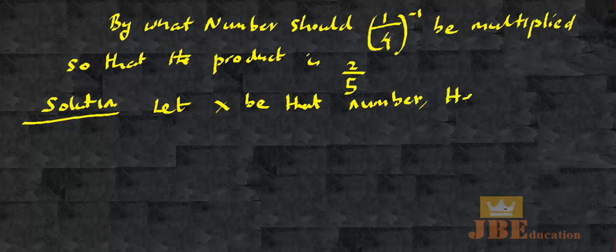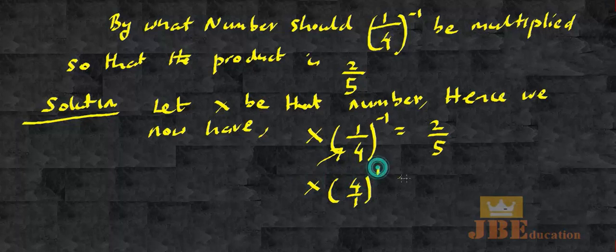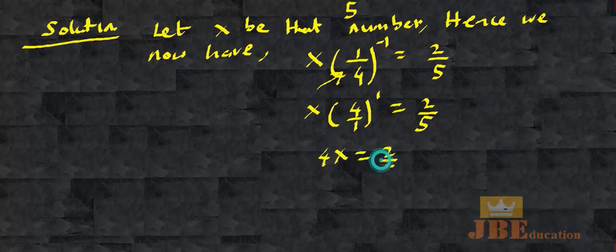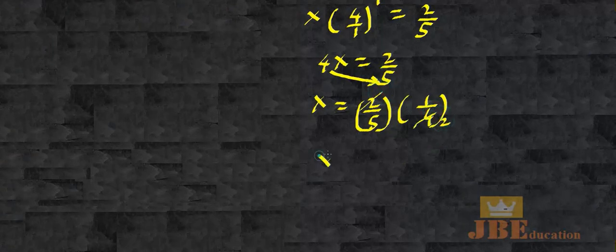Okay, hence we now have x multiplied with 1 divided by 4 raised to the power negative 1 should be equal to 2 over 5. Okay, so now this quantity which you see here can be rewritten as x times 4 divided by 1 raised to the power 1 equals 2 over 5, right? Which is nothing but 4 times x equals 2 over 5. We need x, so bring the 4 down. That would be x equals 2 over 5 multiplied with 1 over 4. Now 2 divides 4 twice, so x is going to be 1 divided by 10.